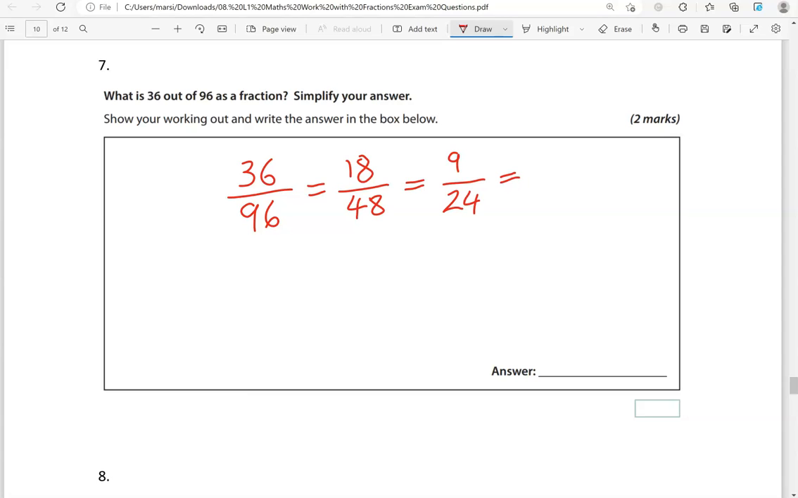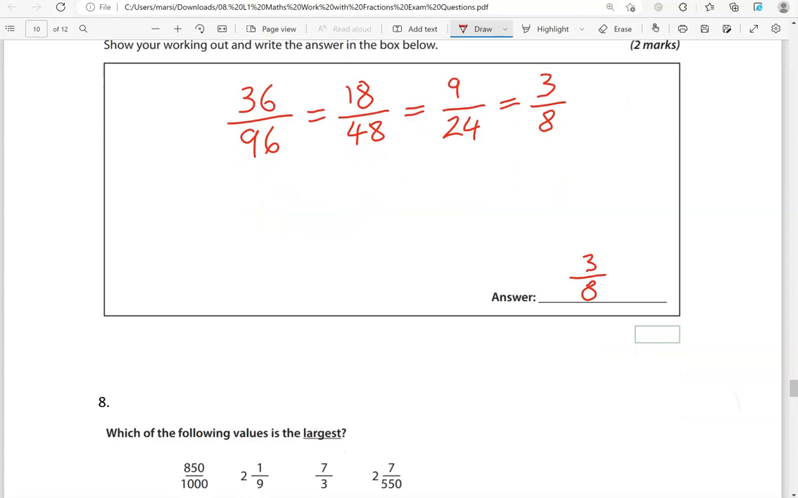We can now divide by 3. 9 divided by 3 gives us 3. 24 divided by 3 gives us 8. And this is the simplest version. We can't go any further. We can't divide 8 by 3 to give us a whole number.